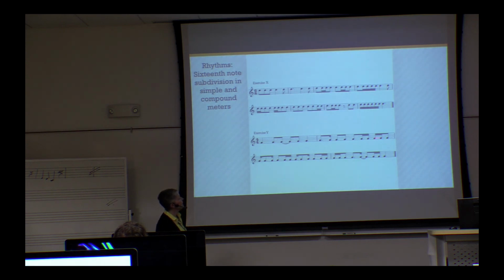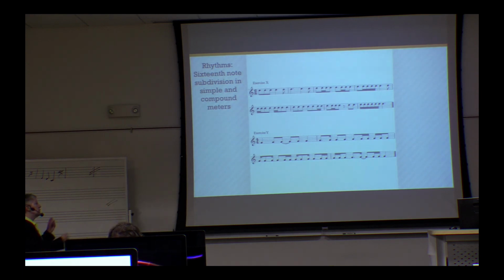Try this one. Take your time. You know what? I want you to do just the last measure. Look at the last measure first. It's one of those kind of rhythms. You got to be careful with it. Let's try it. Just the last measure.